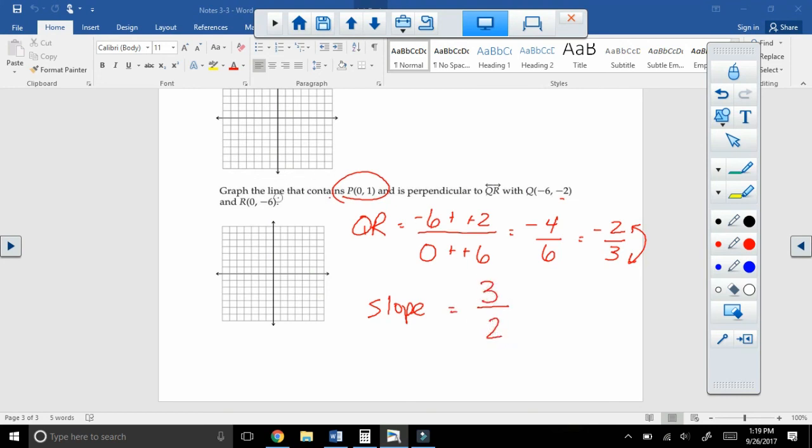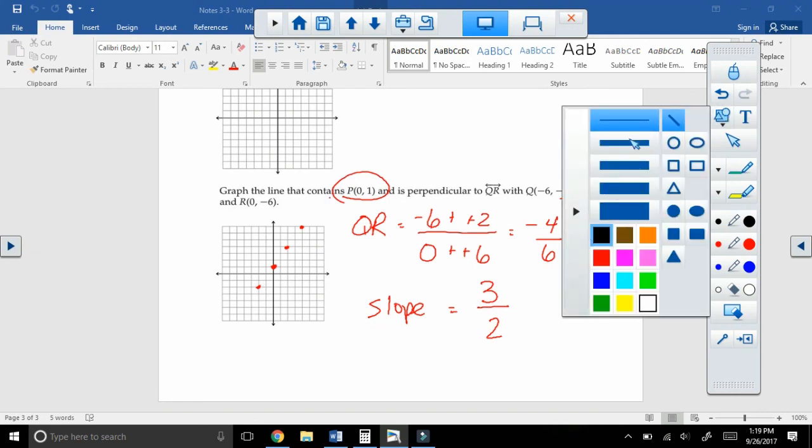So in other words, I'm drawing a line that contains this point and has the slope. So I'm going to start by going to the point 0, 1, which would be right here. And then if it's going to have this slope, it's going to be going up 3 and over 2. And you could do that a couple times, up 3 and over 2, or down 3 and backwards 2, to get that line drawn in.